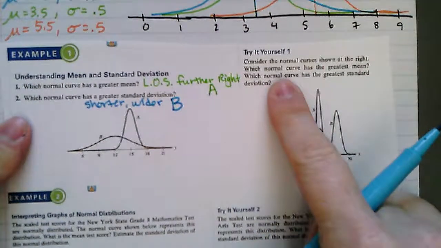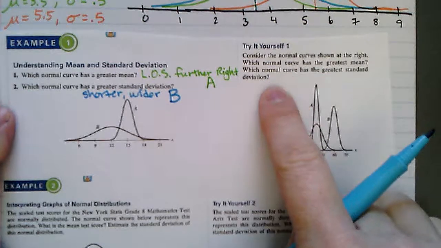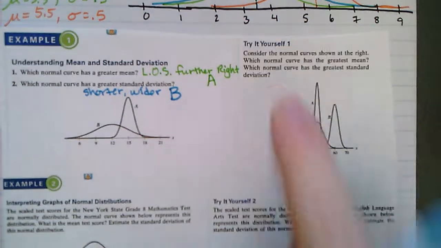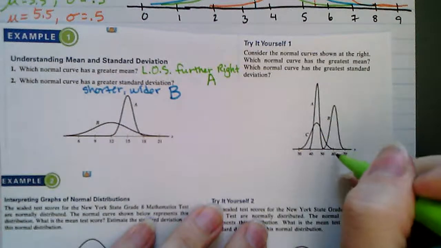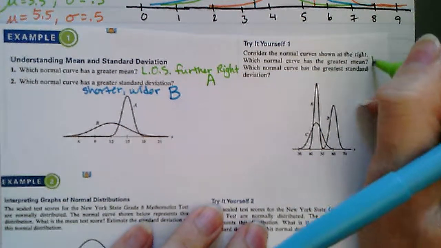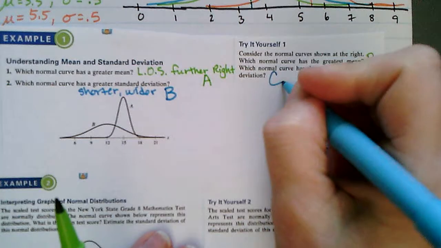Okay, let's look at this one. Consider the normal curve shown at the right. Which normal curve has the greatest mean? Which normal curve has the greatest standard deviation? So the greatest mean would be the one that's furthest to the right. That's going to be B. And the greatest standard deviation will be the one that is the shortest and widest, which would be C.